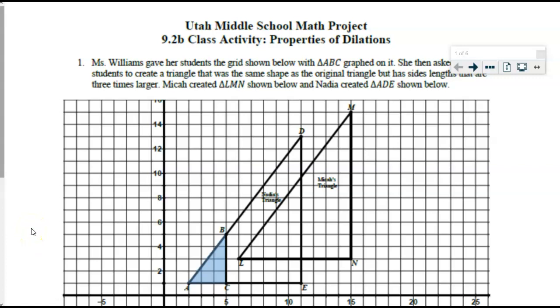Hello Math 8 students, this is Utah Middle School Math Project 9.2b, Properties of Dilations.